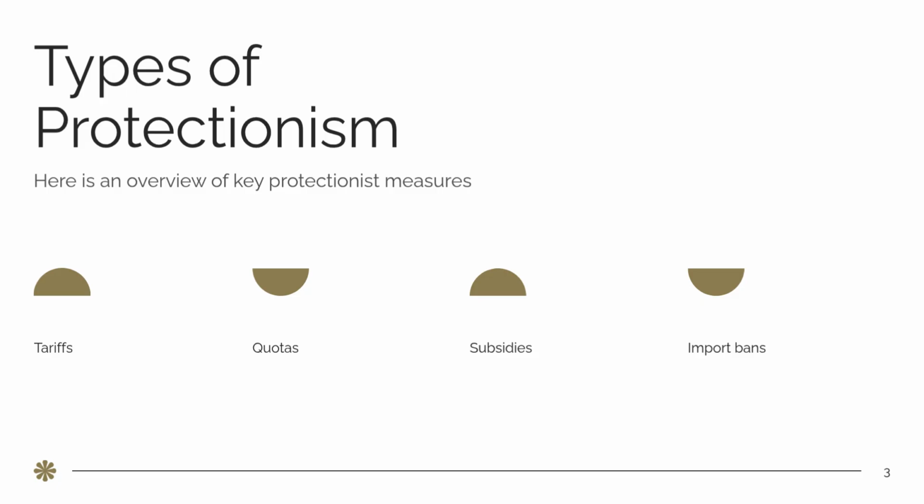The first one is tariffs. These are taxes on imports. For example, the UK places a tariff on imported steel. Foreign steel becomes more expensive, making UK-produced steel more competitive.